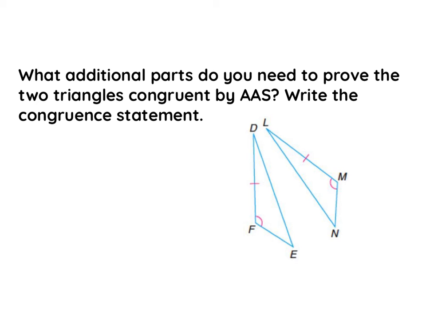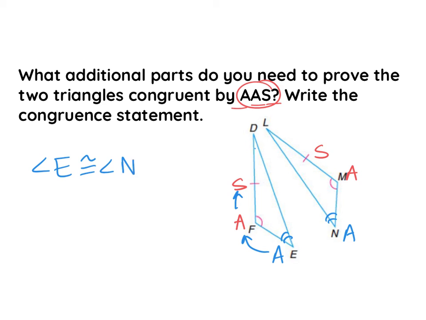Okay, last thing we're going to talk about. It is giving us that we want to use angle, angle, side to prove that these two are congruent. So what extra part is missing for me to use angle, angle, side to prove they're congruent? I have an angle and I have a side in both of these. So I have to figure out where I could put my second angle to make this angle, angle, side. I only have two choices. If I put it up here, if I were to say angle D is congruent to angle D, that gives me angle, side, angle, which is not what I want. So I know it has to be this angle here, E, congruent to N, because that gives me angle, angle, side. So the missing piece here would be angle E is congruent to angle N.